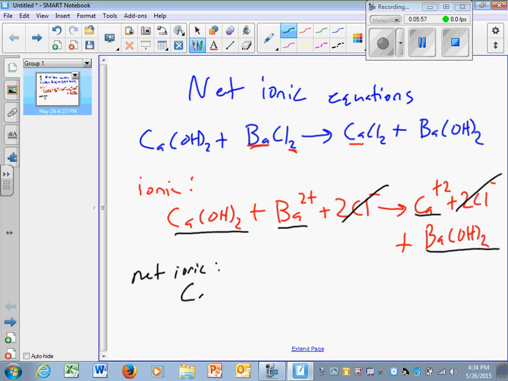So we have calcium hydroxide plus barium ions, wherever they're coming from, makes calcium ions plus barium hydroxide. And that's it. That's your net ionic equation.